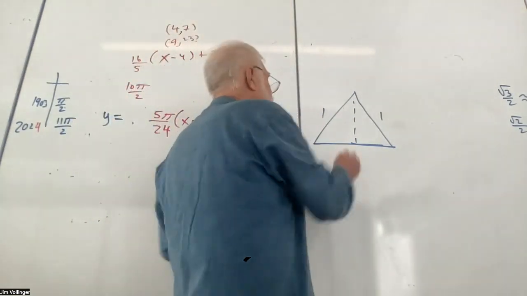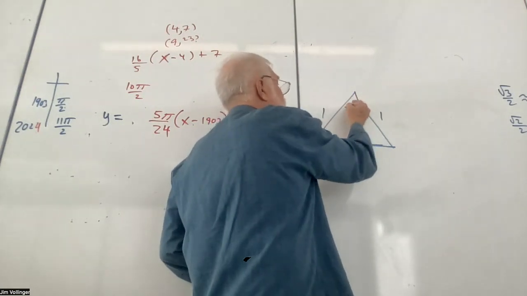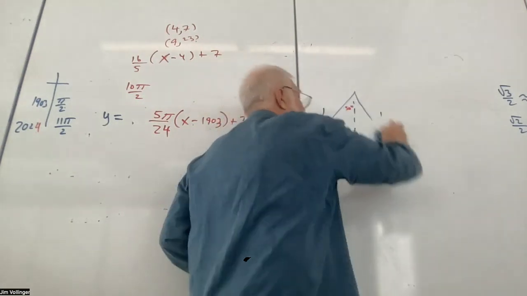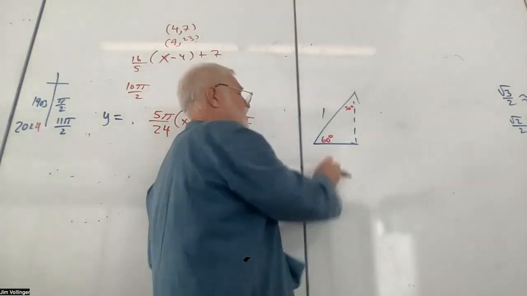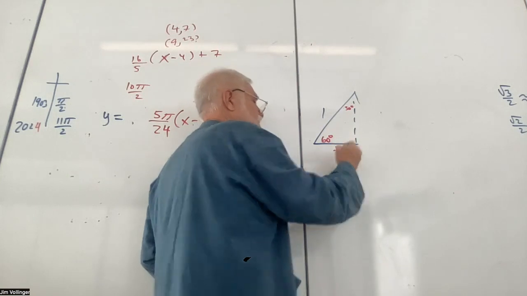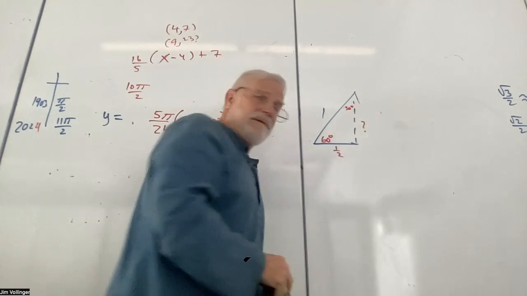So all angles are 60 degrees. I bisect that angle, so therefore that's a 30-degree angle, especially if I erase this side of the triangle. And so then the first question I ask is, what's that length? And kids are pretty good at saying a half. Then I give them a minute to find that length.